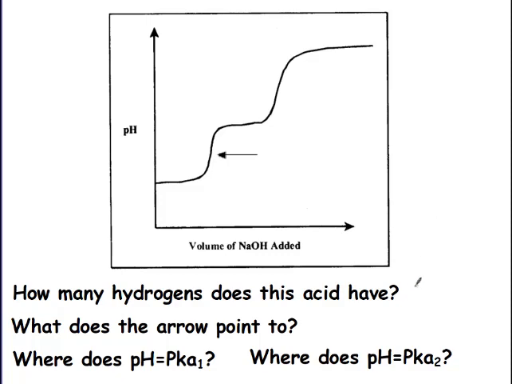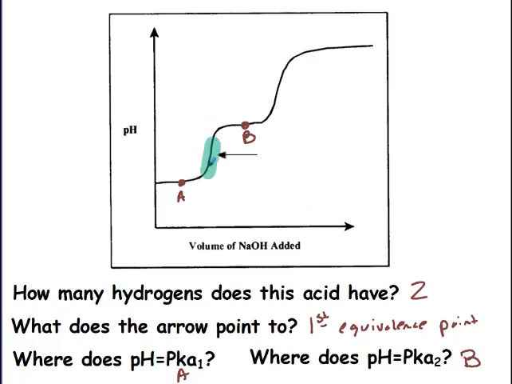So we have two equivalence points, so there should have been two hydrogens. The arrow is pointing to the equivalence point, or the first equivalence point. pH equals pKa halfway to the equivalence point, or the first equivalence point. So we're just going to say that that is point A, and this one's point B. So this one is A, and pKa2 would be at point B.